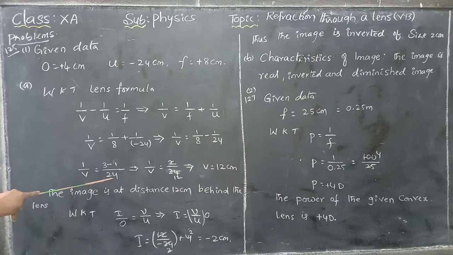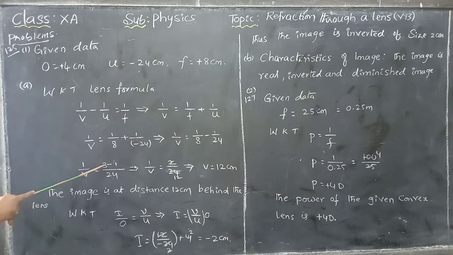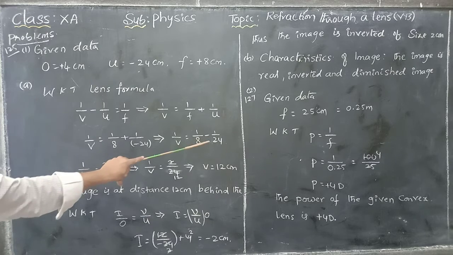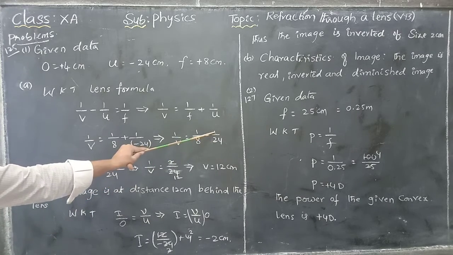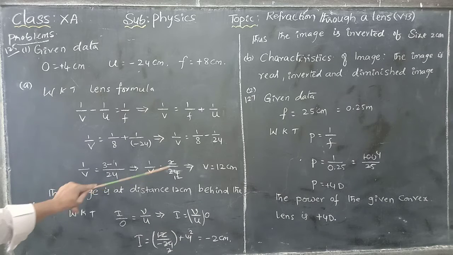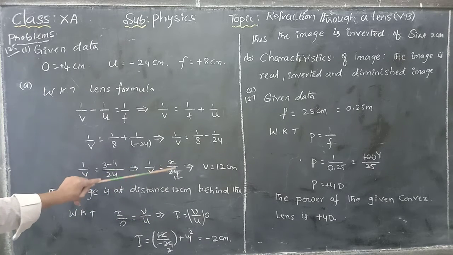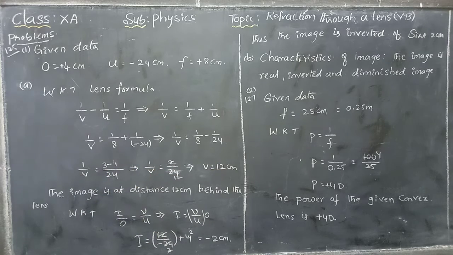Take out the LCM 24. 24 divided by 8 is 3, 3 into 1 is 3. Minus, again here the minus, 24 divided by 24 is 1, 1 into numerator is 1. So 1 by V equals 3 minus 1, which is 2, divided by 24. It becomes 1 divided by 12. 1 divided by V equals 1 divided by 12, which means V equals 12 centimeter.